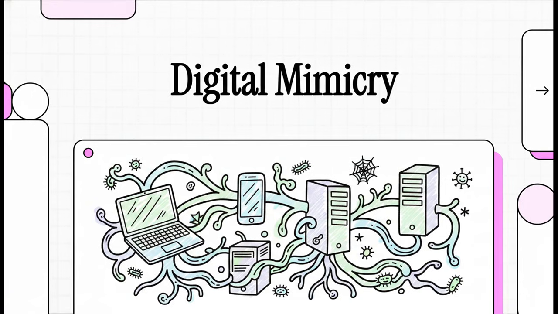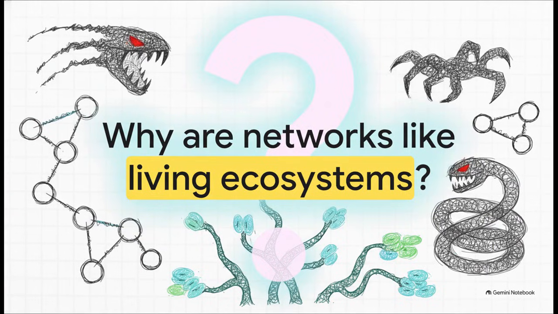And we'll see why treating our networks like literal biological ecosystems is pretty much the only way to understand and survive the threats we're facing out there. So why are modern computer networks acting less like machines and more like living, breathing ecosystems under constant predator threat? It's kind of a mind-bending shift in perspective, right?